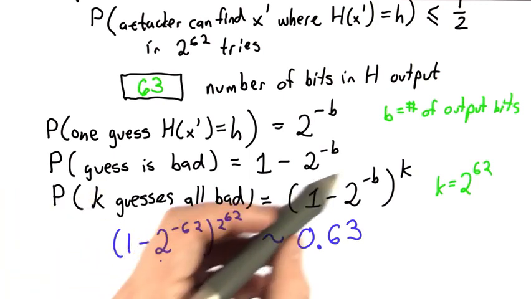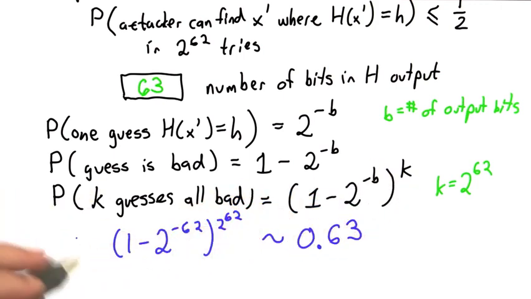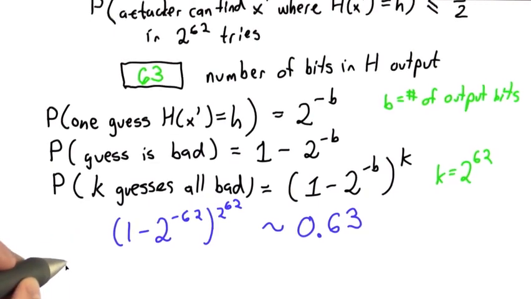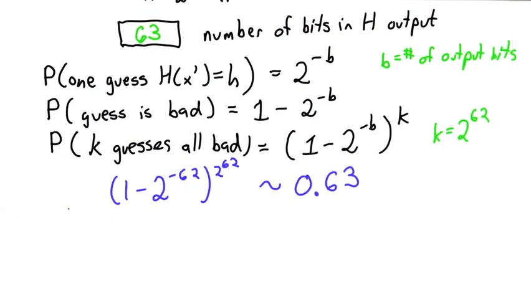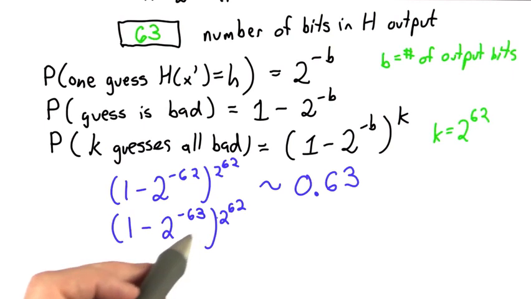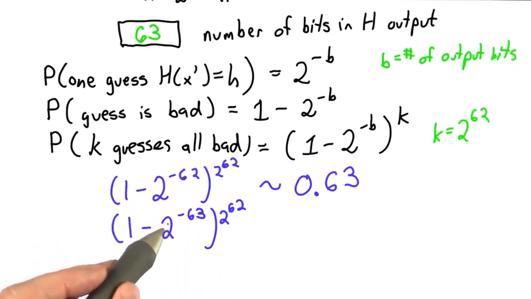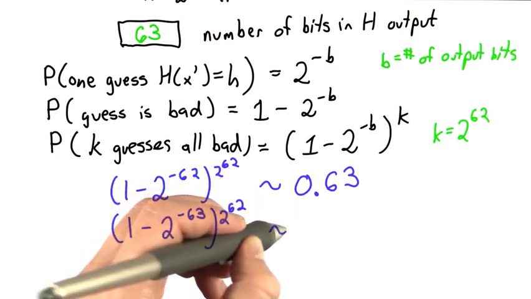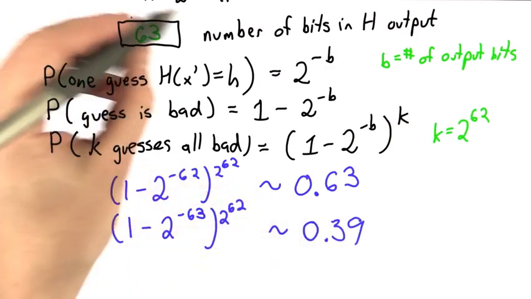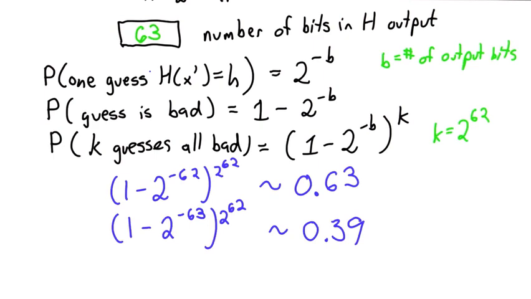There are also certainly mathematical things you could do to get this equation in a simpler form. But since we just want the answer, it's easier to just try plugging in some numbers. If we increase the number of bits by 1, that means the probability for each guess being bad increases to 1 minus 2 to the negative 63, and that turns out to be 0.39. So that means 63 is the fewest number of bits to provide the attacker with less than a 50% chance of finding a preimage that maps to the same hash value in 2 to the 62 guesses.